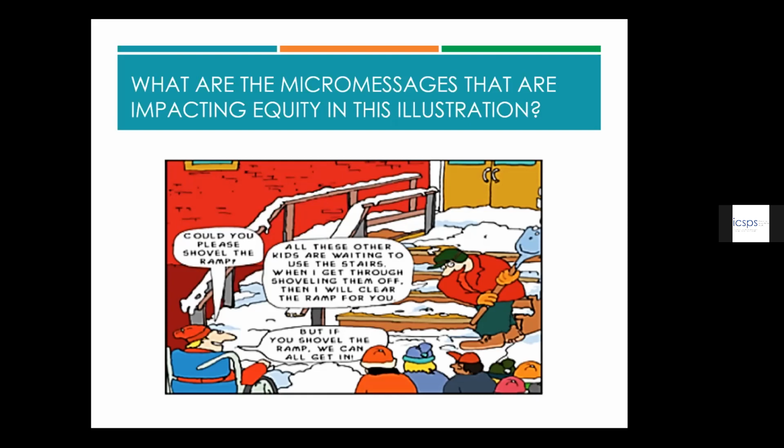I use this for my UDL trainings for Universal Design for Learning, because it really does look at the way in which if you support those individuals who have a physical impairment, you are actually supporting all individuals. But also it just shows the bias of the individual shoveling, because they're not understanding that what they're doing is actually not as productive as it could be if they just shoveled the ramp. And they are showing bias towards those who are more able-bodied than those who have disabilities. So I just wanted to share that with you for fun.